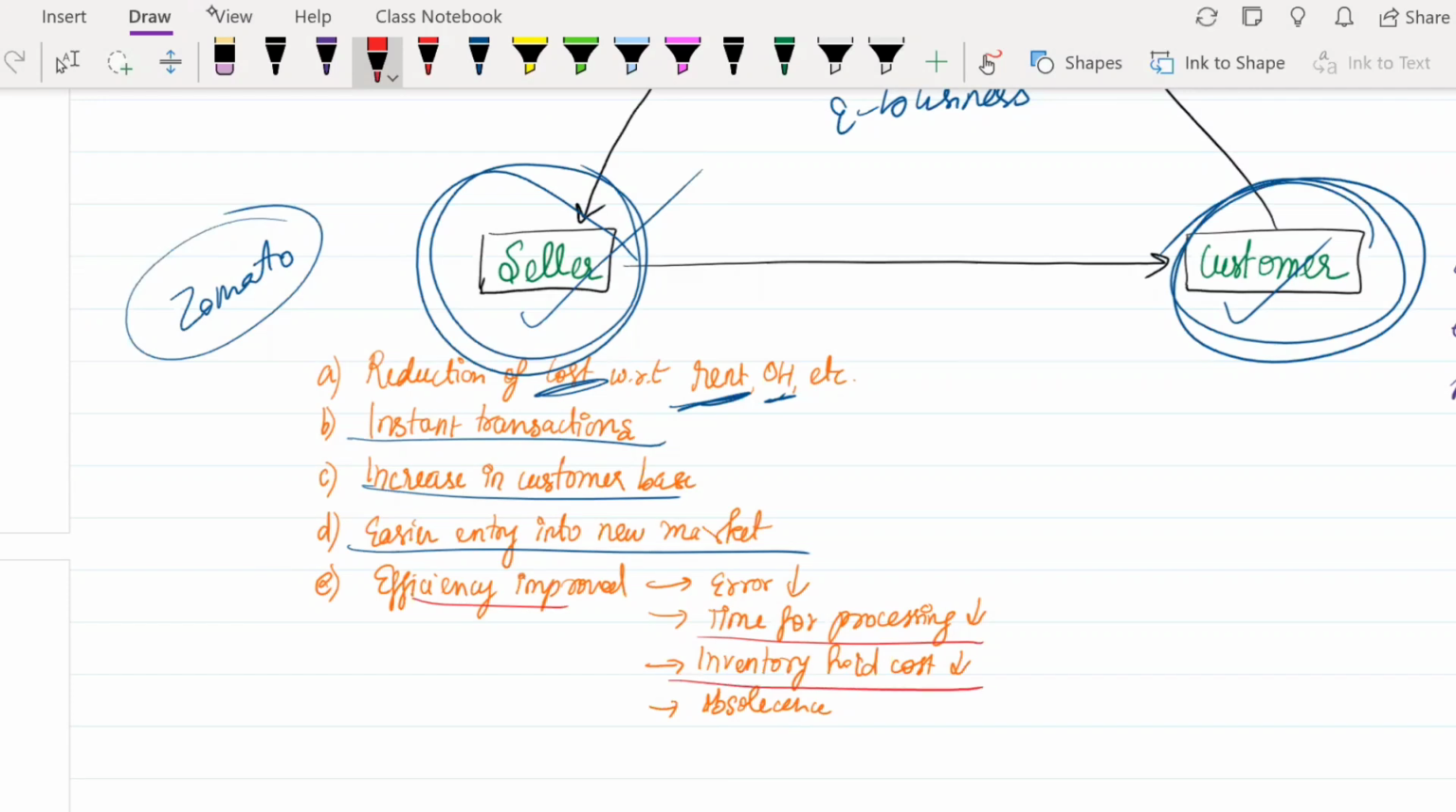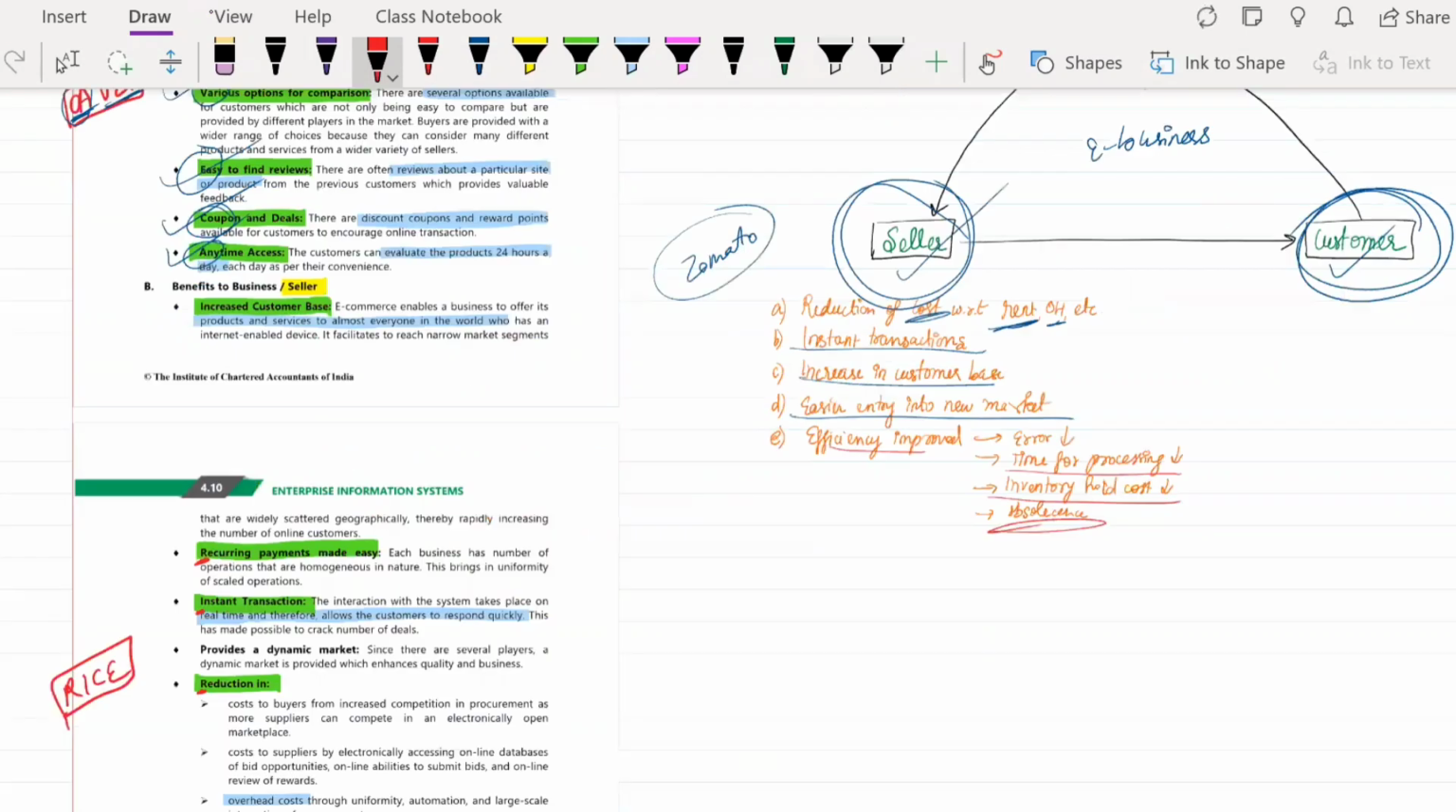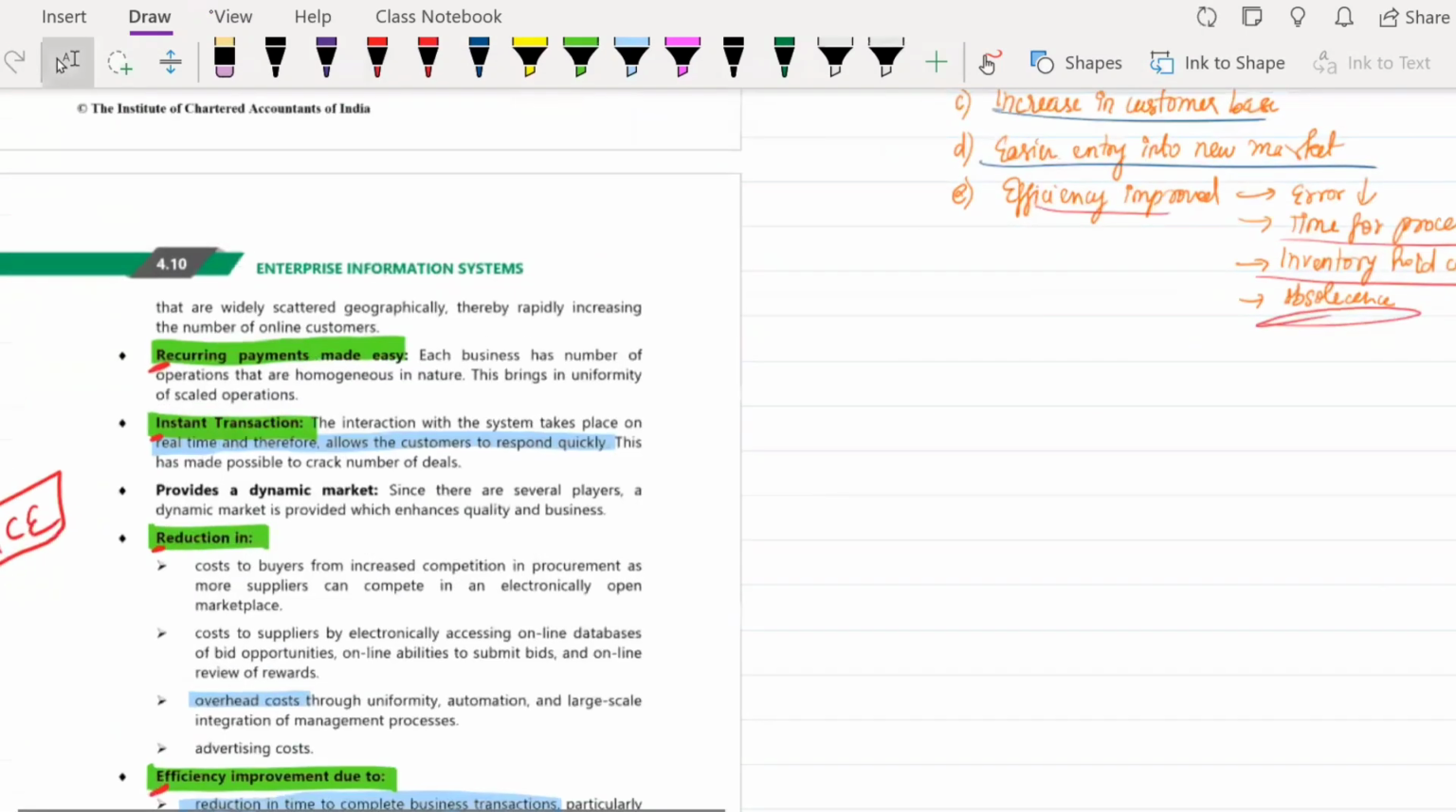Next is inventory holding cost is very less because as and when the order is being placed, you can go and procure and produce it. Okay, so you don't need to keep everything on stock. Next is obsolescence is also very less because you're not holding so much inventory. So these are the advantages to seller.